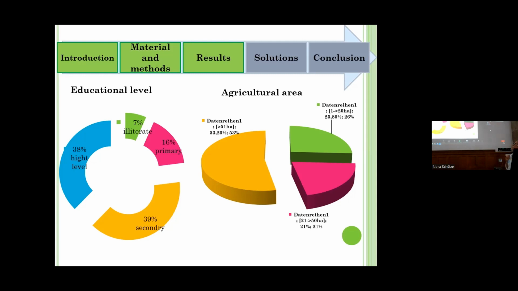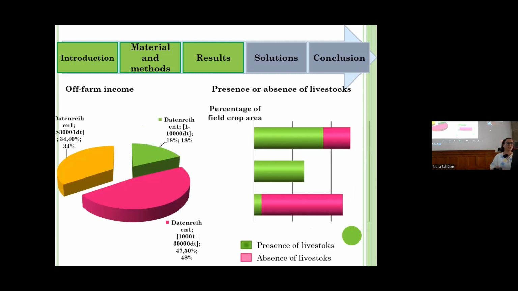The agricultural area is also important because, as you know, in a small area, field crops are not very profitable. We need to convert to another, more profitable culture, like olive trees or other types. The income is also important, the off-farm income. I mean, there are other people who are not farmers originally, but they also practice agriculture.